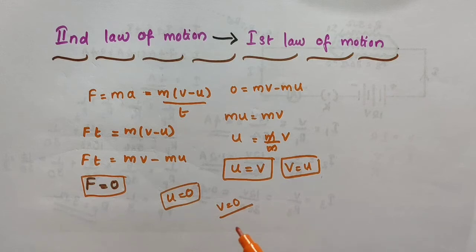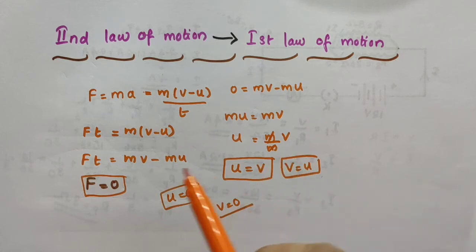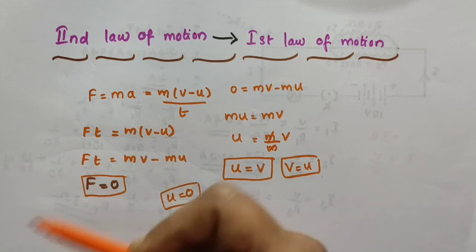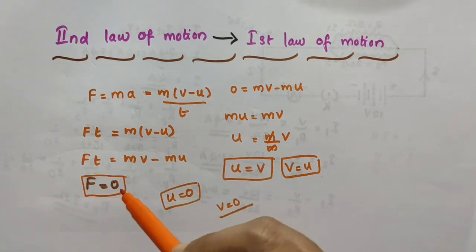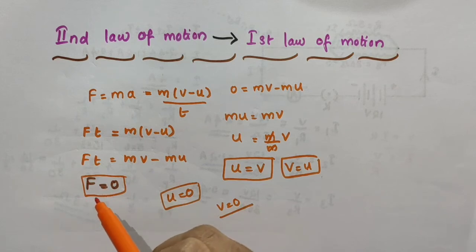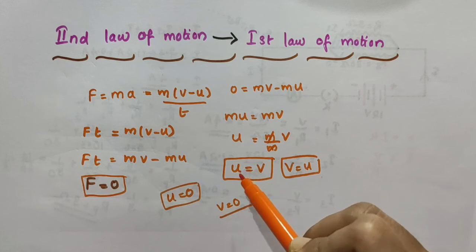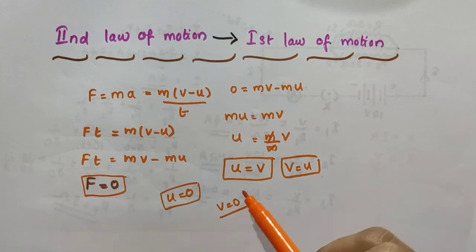So that is what Newton's first law of motion says. When an object is in a state of rest, it remains in a state of rest. When an object is in a state of motion, it continues in its state of motion unless an external force acts on that object. If an external force acts on that object, then obviously there will be some change in its velocity. But if no external force acts on it, the object remains in its state of rest or state of uniform motion.